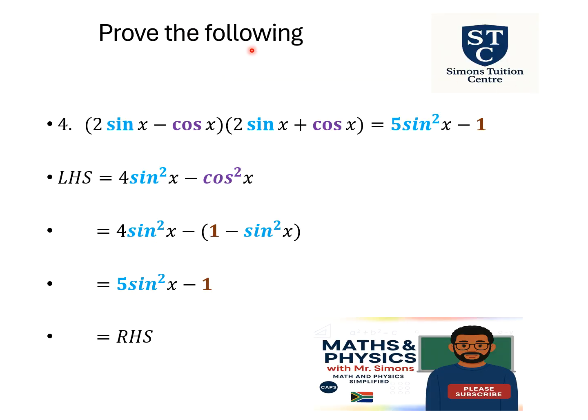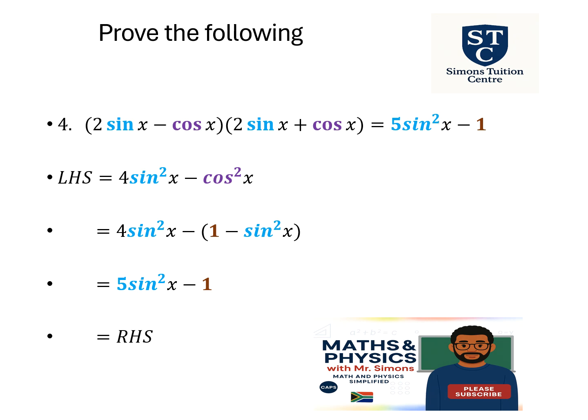Now prove the following. Number 4, they gave me 2 sine x minus cos x times 2 sine x plus cos x, and I should get 5 sine squared x minus 1. The two brackets are the same, but one is positive and the other negative. So I'm dealing with what you learned in grade 9, difference of 2 squares. 2 times 2 gives me 4. Sine x times sine x gives me sine squared x. Negative times positive gives me negative. Cos x times cos x gives me cos squared x.